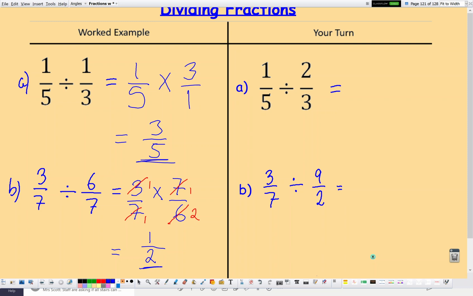Right, remember, change to multiply, do the multiplication, and leave your answer in its simplest form.